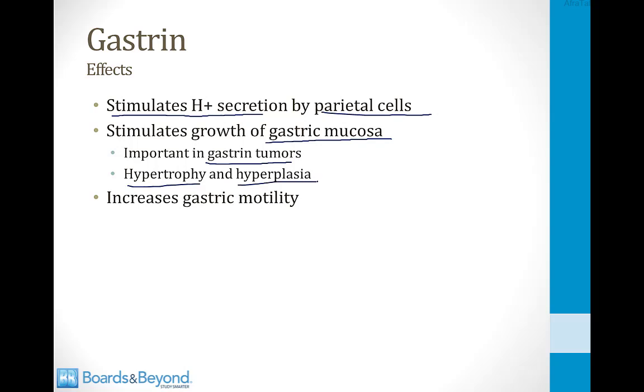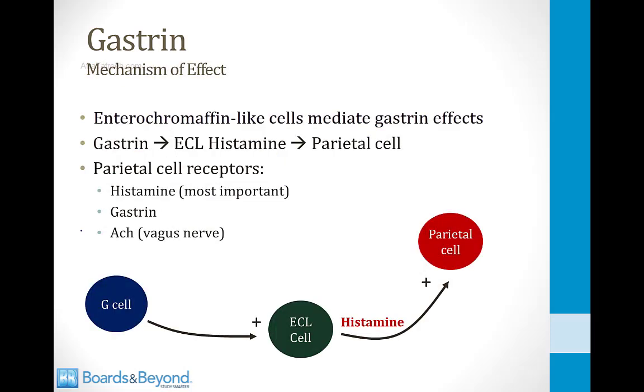And then finally, gastrin has been shown to increase gastric motility, and this is easy to remember if you just think of gastrin as a hormone that gets the stomach ready for digestion, starts pumping acid so that the pH will be low to start to digest proteins, and it increases motility so that food can begin to move through the stomach. Let's talk about the mechanism of gastrin's effect on acid secretion.